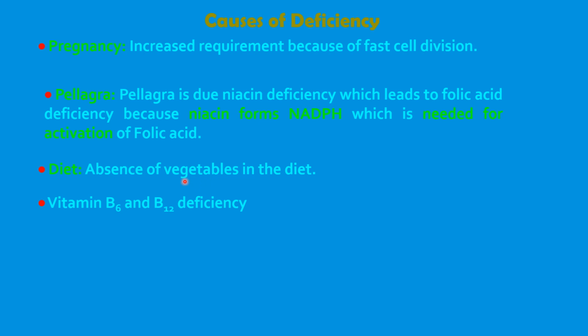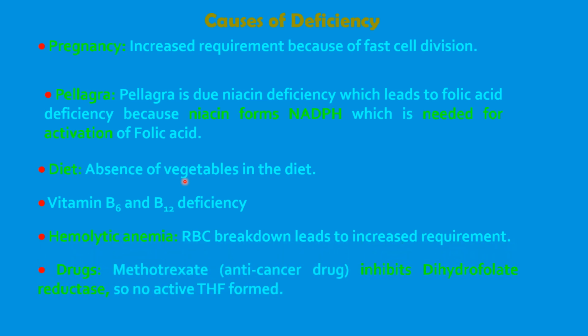Of course, we have seen folic acid is predominantly from animal sources, so it's very low or absent in vegetables, and so a strictly vegetarian diet will have deficiency. And also vitamin B6 and B12 deficiency will also indirectly cause deficiency of the folic acid. And hemolytic anemia, where there's increased breakdown of red blood cells, that means we need to form more red blood cells. And again, the synthesis of more red blood cells is going to require folic acid for DNA synthesis.